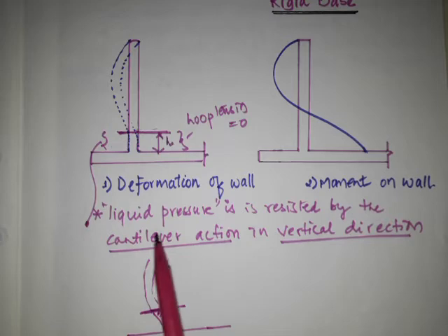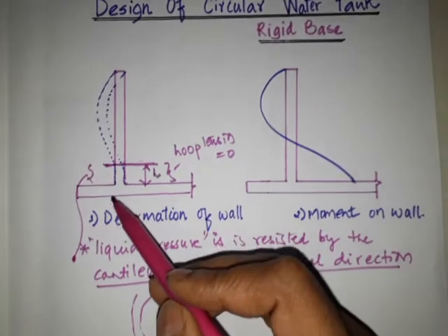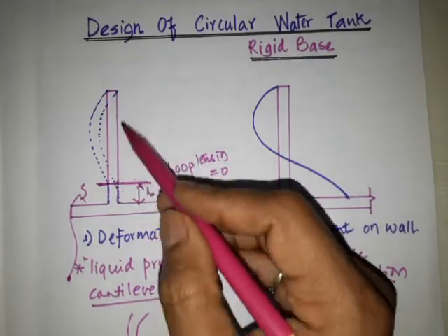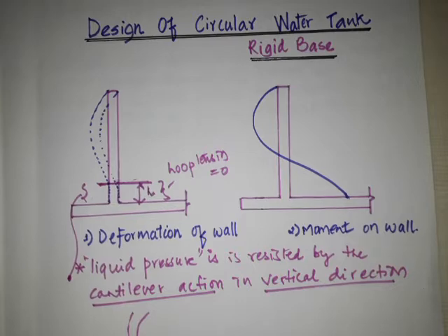Okay, so that's why it is given: liquid pressure is resisted by cantilever action in the vertical direction, only for this part, only for this level. Up to this level the wall will behave with cantilever action in the vertical direction. But what will happen above this level? Again, this is very important.